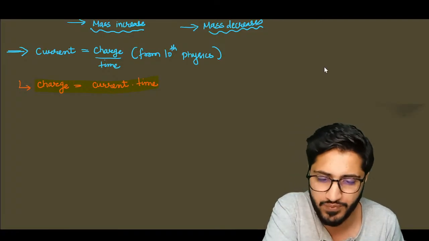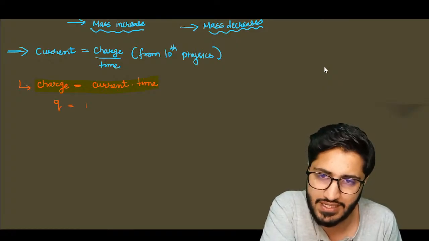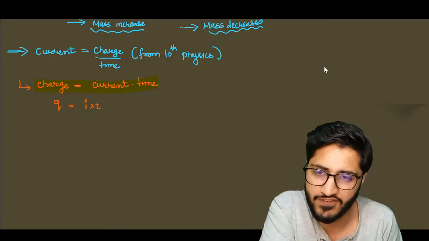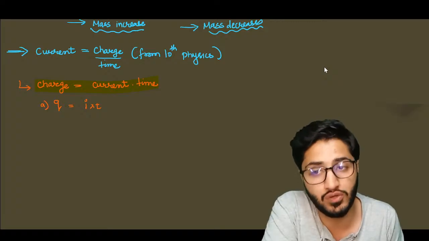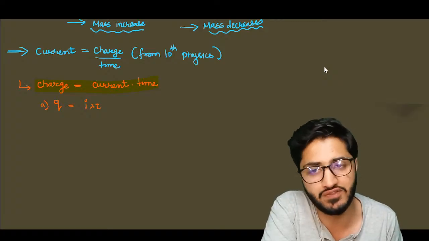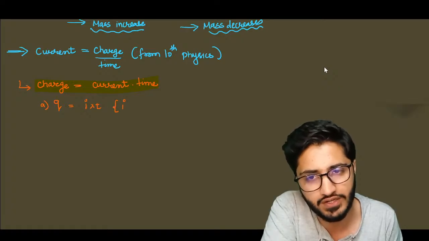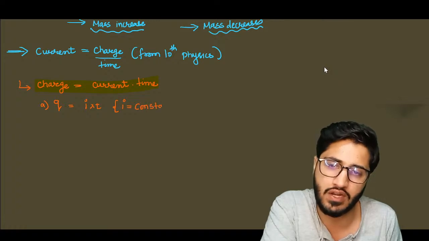Okay, now if charge is q, current is I, then time will be t. This is my first equation. Due to this equation, I will be able to calculate my charge if current and time are given. But I can use this equation only and only when my current is constant.